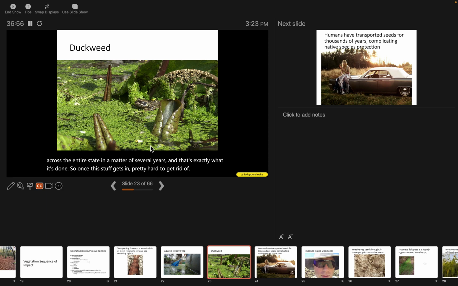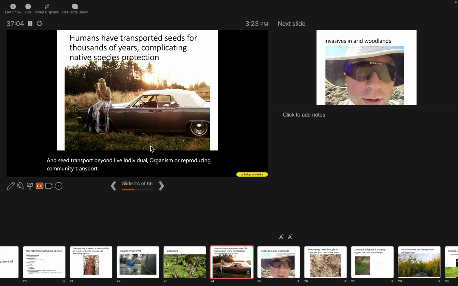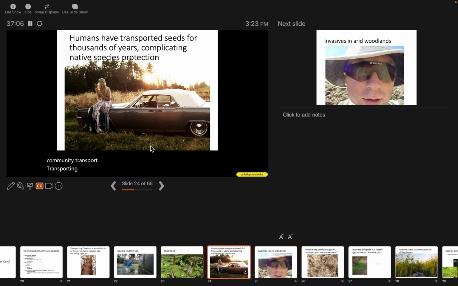And seed transport, beyond a live individual organism or reproducing community, is transporting seeds. This is not transporting seeds, this is petals getting mobilized, but the idea is similar. We've been doing this since forever. So on our boots, in our horses' feed, it is not great.